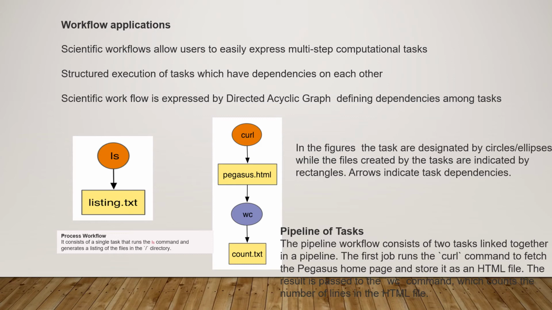So here we have a task, and curl is also a task, which is going to give you a file like listing.txt, and like this here we have pegasus.html, and then again we have a task called wc. Okay, so wc in turn gives you a count.txt file. So these are a few examples of a directed acyclic graph.